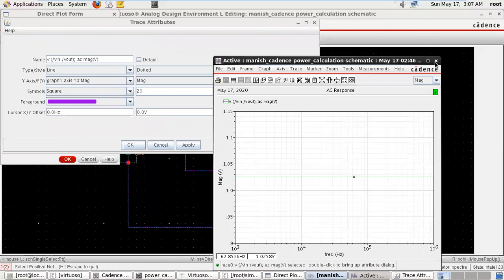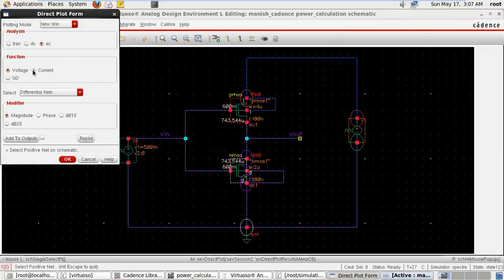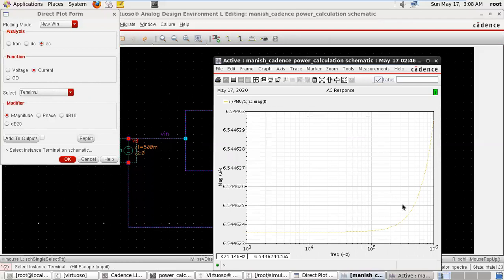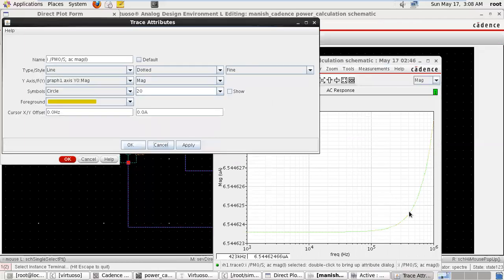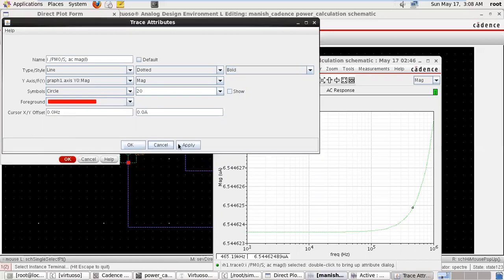Okay, just close it. So this is the differential net voltage. You can calculate the voltage. In the case of current, if you want the differential current, select the node. So this is the current of this node. Fine, bold, color red, apply. So that is my current.